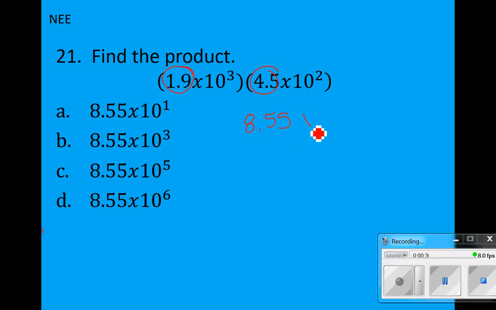And then you have to break down the times 10 because it's scientific notation. And when you have multiplication with scientific notation, you add the exponent. So we're going to do 3 plus 2. So then I can finish my answer: 8.55 times 10 to the fifth power. And I know I'm okay because this number is between 1 and 10, so I don't have to do any adjusting. So my final answer is going to be C.